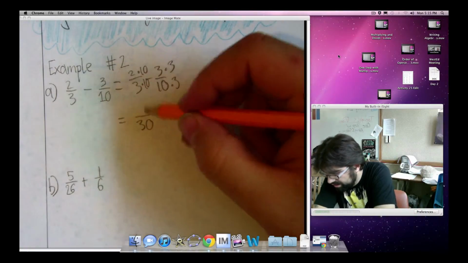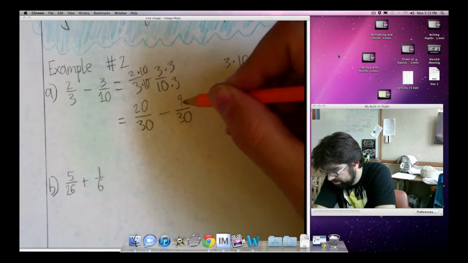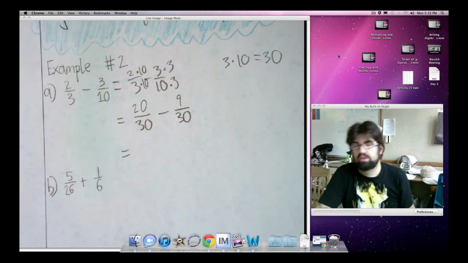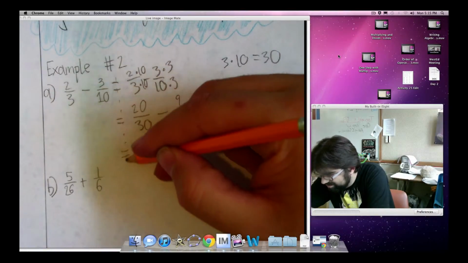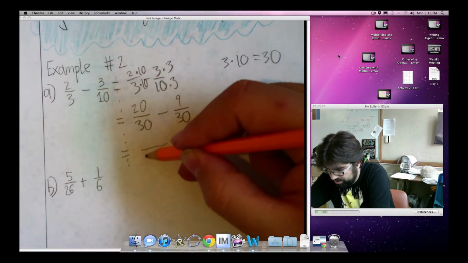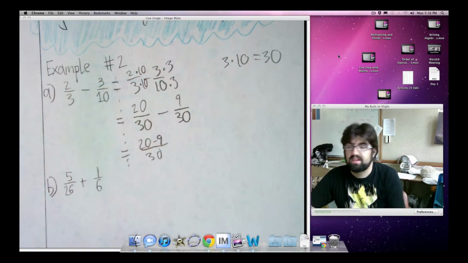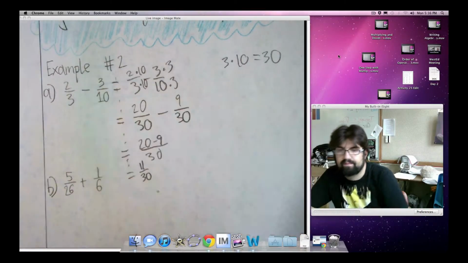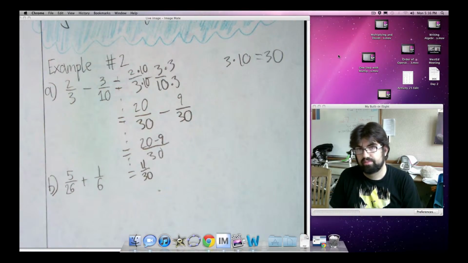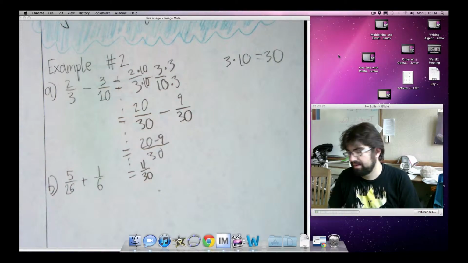2 times 10 is 20. 3 times 3 is 9. Oh, by the way, notice I'm naturally doing it. This is equal to something over 30. 20 minus 9, and 20 minus 9 is definitely 11 over 30. Okay? Can I simplify that? Nope. 11 is prime. Can't simplify that.